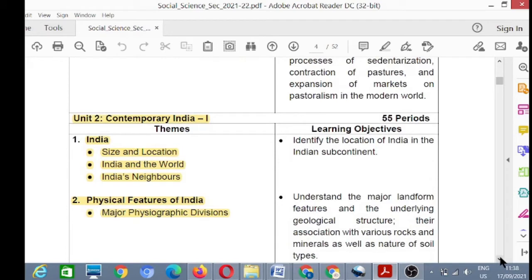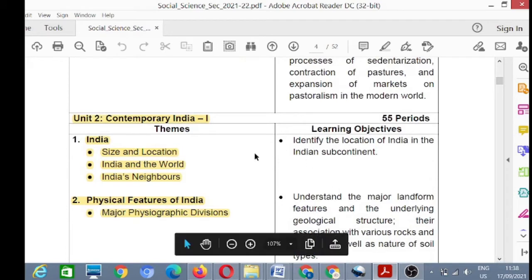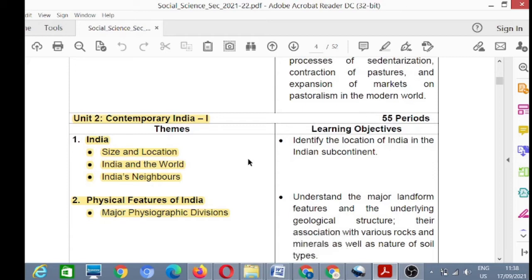So in unit 1 we studied history part of SST. Now in unit 2 we will study geography part of SST, and this geography part is related to Indian geography mainly. So the heading of geography part is contemporary India part 1, and contemporary India part 2 you will study in class 10th. Now, first chapter is India.